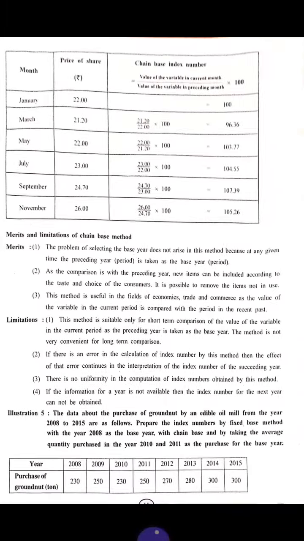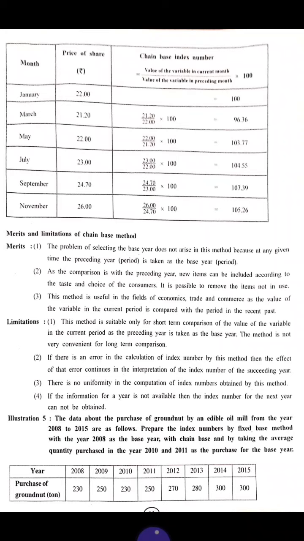Now what will happen is that that particular price you won't be able to take as the base, right? How are you going to then find out the index number by the chain based method? You don't have any tool to find out the index number by the chain based method. Why? Because you don't have the value to put into the denominator, right?